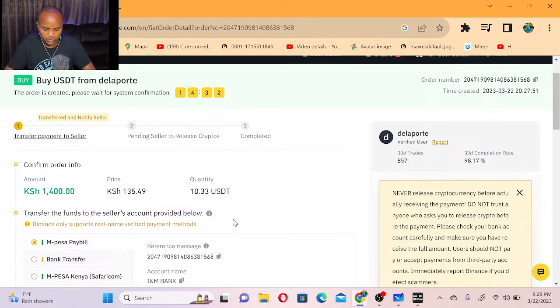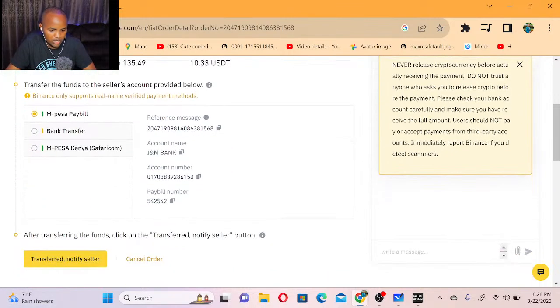Okay, some people are asking, how secure is this? This is very simple. I'll just show you how secure it is. So you can see it is actually counting right there. So I'm going to pay this person this amount of money, that is 1400, so that they can at least send me 10.33 crypto. So which bank? Pimbil. I'm going to go with Pimbil. Yeah, so I'm going to click this after payment, then I'll click transfer to notify him. Yeah, so I'm going to pay through that Pimbil.